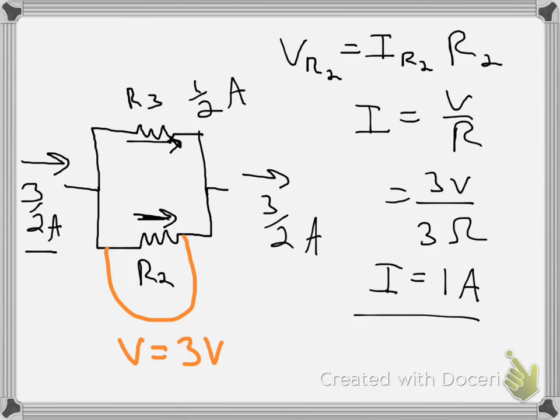That's not what the question asked. The question asked what was flowing across R2, and we calculated it as 1 amp. But that means, because current is not going to disappear anywhere, that I have 1/2 amp flowing across R3. Hopefully this clears up some questions, and email me if you have any more.